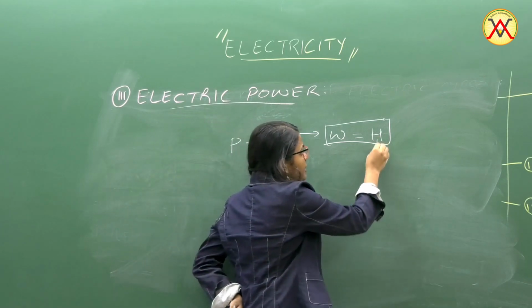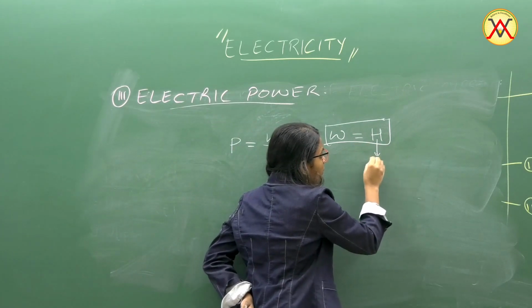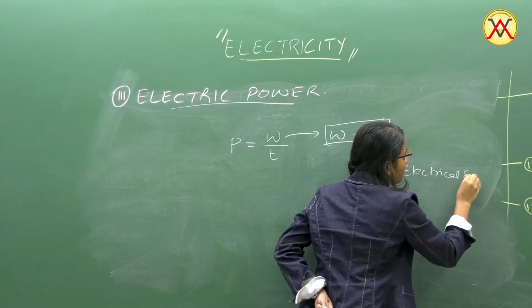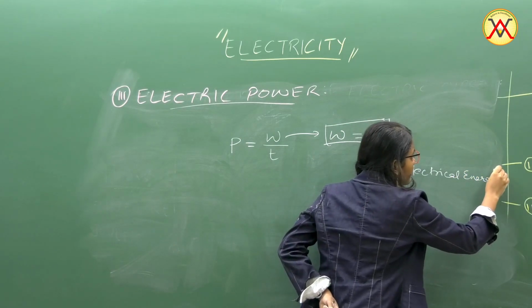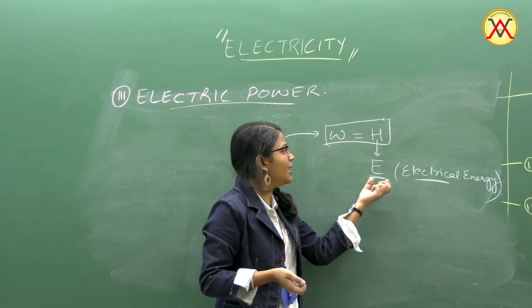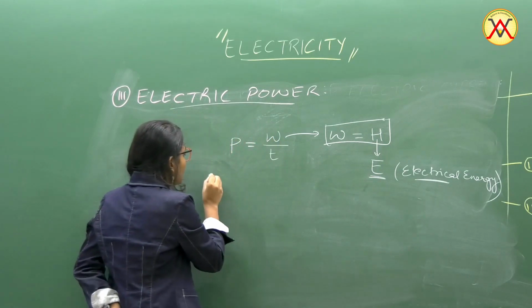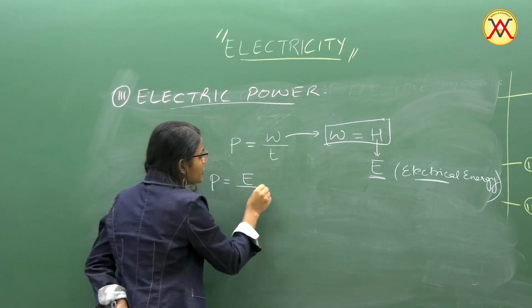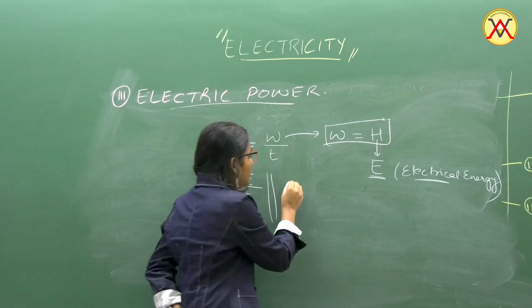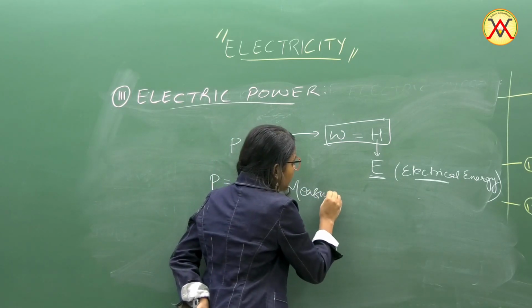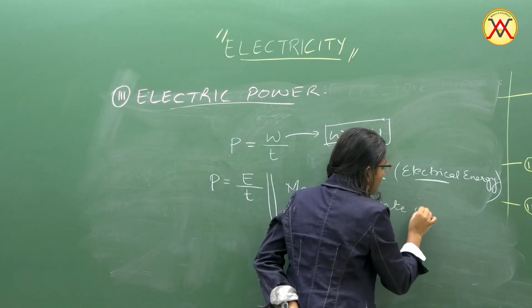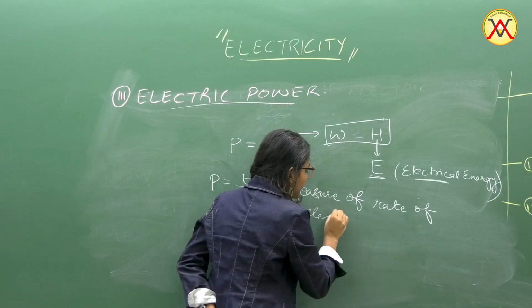Okay, for this heat energy we shall be using the term E for electrical energy, because ultimately our heating energy is in the form of electricity. So we shall be using the term electrical energy instead of heat energy. So power equals electrical energy per unit time. That means power is the measure of rate of electrical energy.